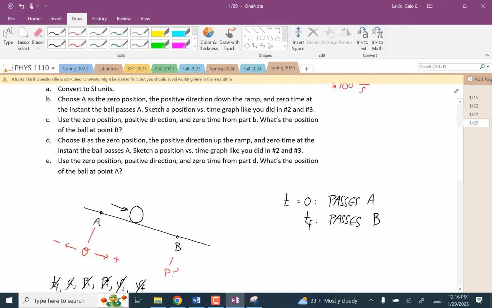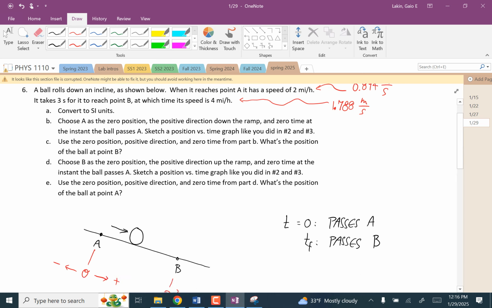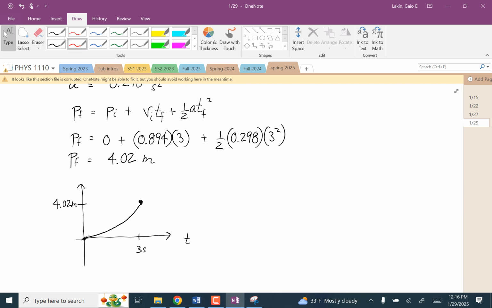I think really the way it asked for this was, it said, sketch a position versus time graph like you did in numbers 2 and 3. So in those problems, you're not thinking about acceleration or anything, so a straight red line is fine. But if you can add those other details, that's even better.